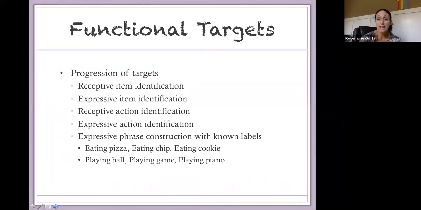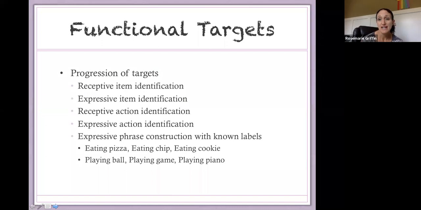He was able to orient around to his environment, and we did see a decrease in his behavior. And so these are the progression of his functional targets and kind of what started my brain thinking about creating the action builder cards. We worked on receptive item ID, so noun ID. We worked on expressive item identification, where he was labeling different things. This is in kind of year 2, we started working on labeling.